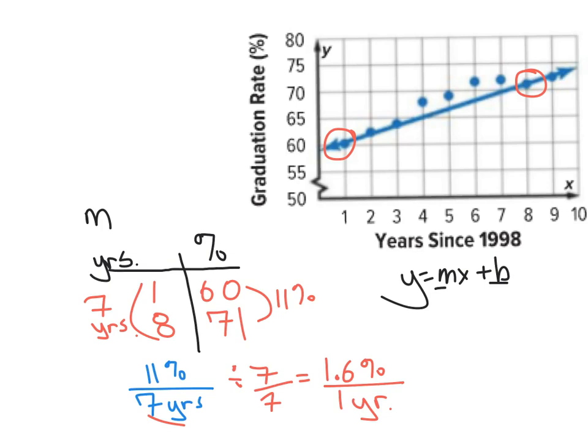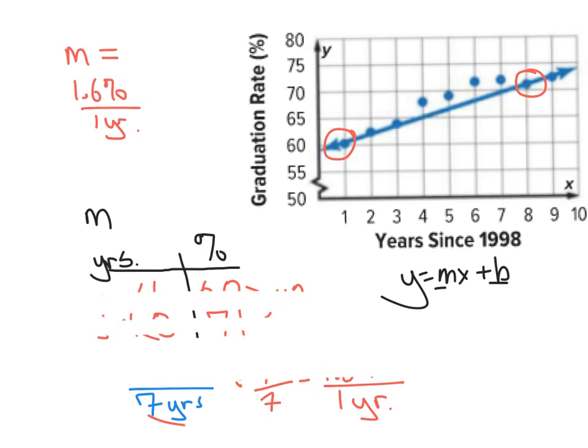So that's my slope. M equals 1.6% per every 1 year. So that's how many more people graduate per year. You see a 1.6% increase per year.